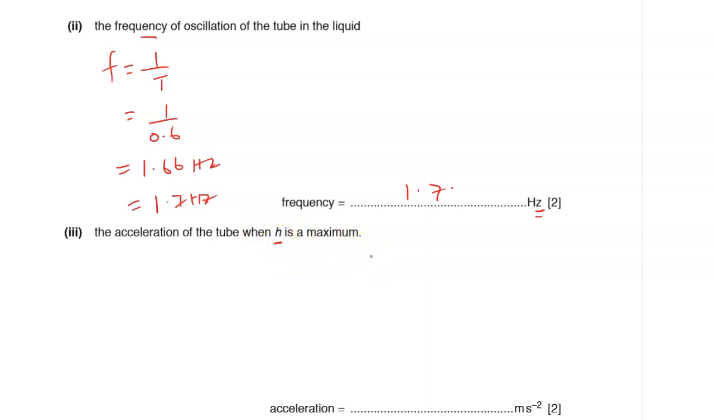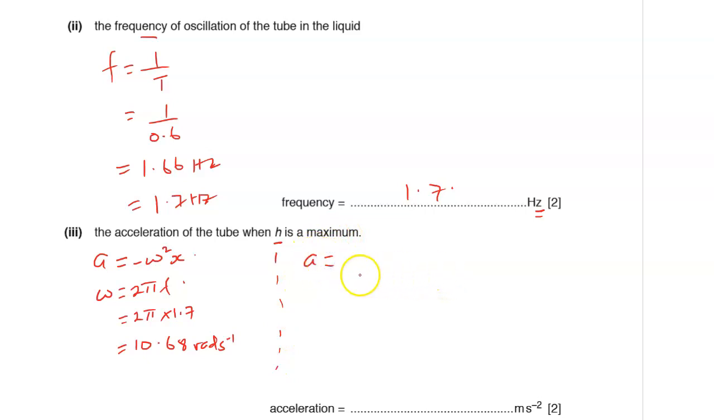Of course, for oscillating objects, acceleration is equal to minus omega squared x. We know that omega is 2 pi f, and with a frequency of 1.7, this will give us 10.68 radians per second. We have gotten that, so now we can calculate acceleration.